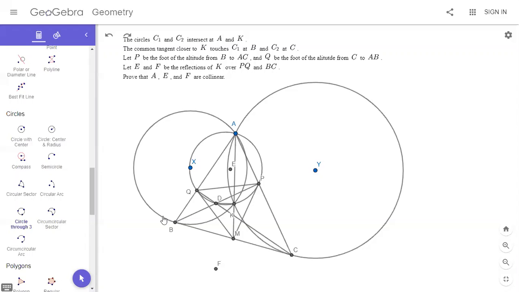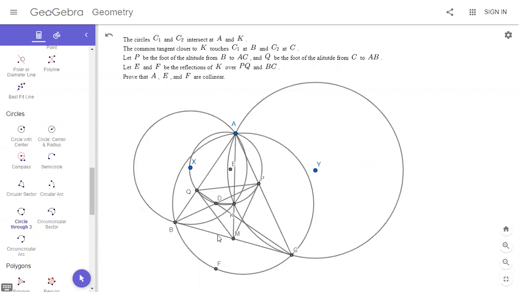BKC is 180 minus... Okay, so Timo just gave a proof that ABFC is cyclic. And then we want to show that F lies on the A median. Trying to think through that, I think it's true by symmetry.